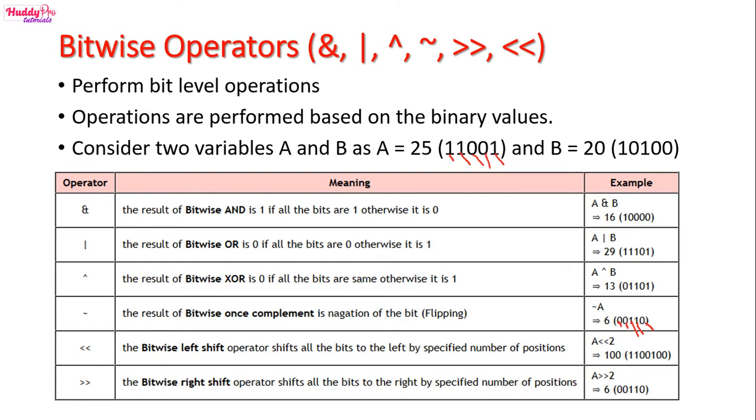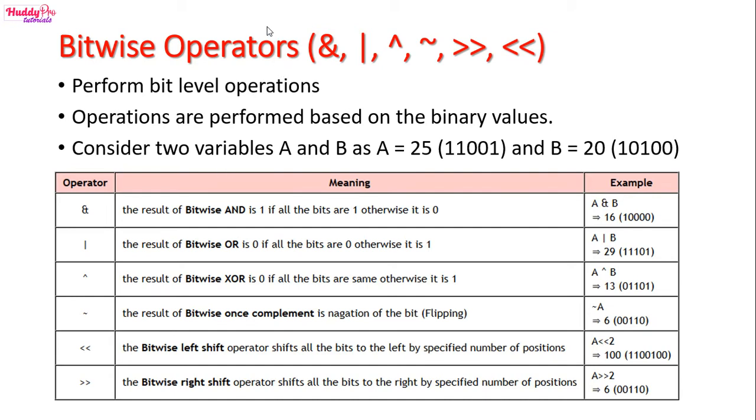Then we have the bitwise left shift operator. This shifts all the bits to the left by the specified number of positions. So we are just shifting bits, all of them, to the left because it's a left shift operator, by the specified number of positions. So we have a bitwise left shift 2, meaning we shift all the digits of a to the left by 2 positions.